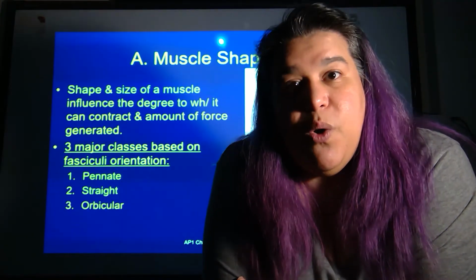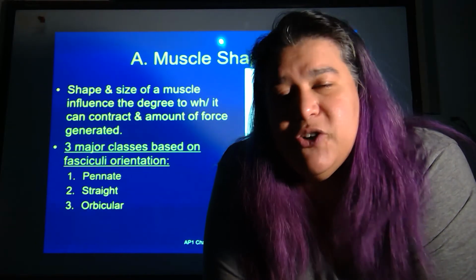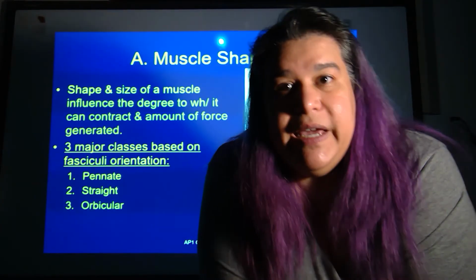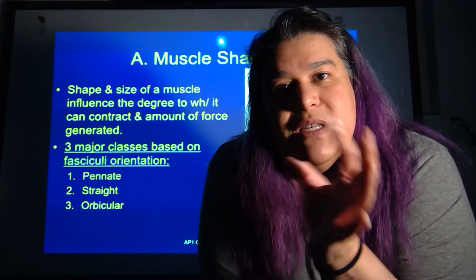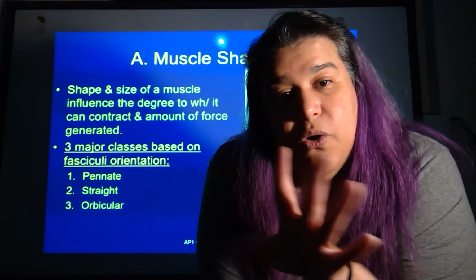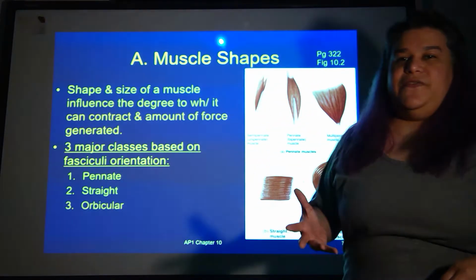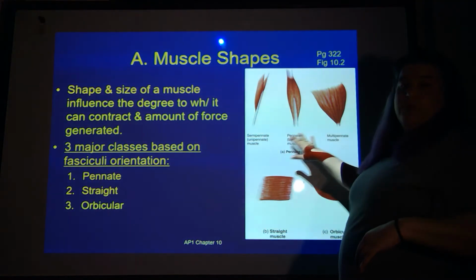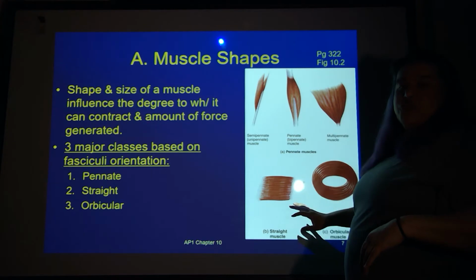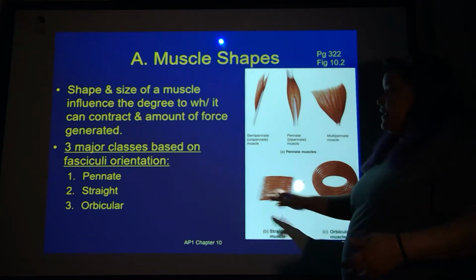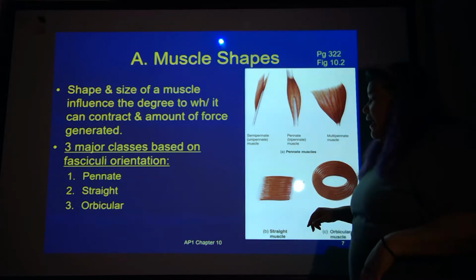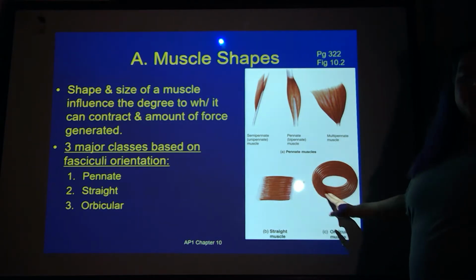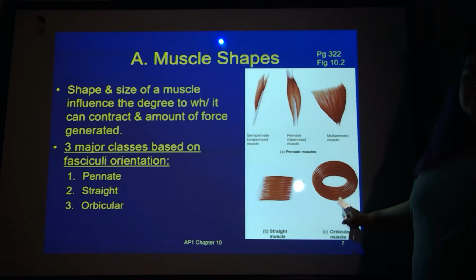If you think of the word orb, what do you think of? Any ghost hunters out there? You think of a sphere, right? So when you look at orbicular muscles, they are arranged in a circle. So pennate means feather, and we've got 3 of those that we're going to discuss. Straight, like I said, it means straight. They're all arranged in the same manner. And then orbicular, we've got a circular arrangement, okay?